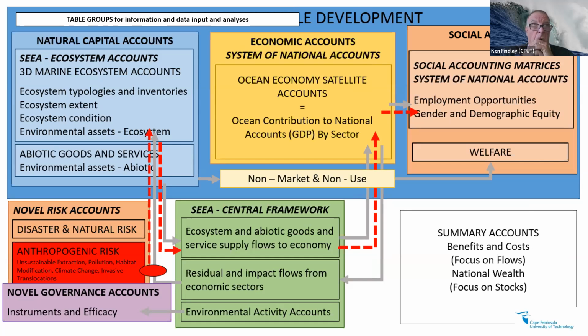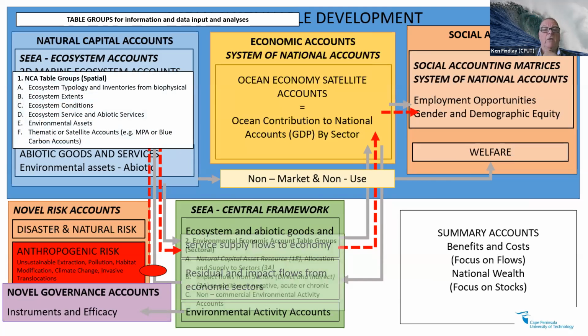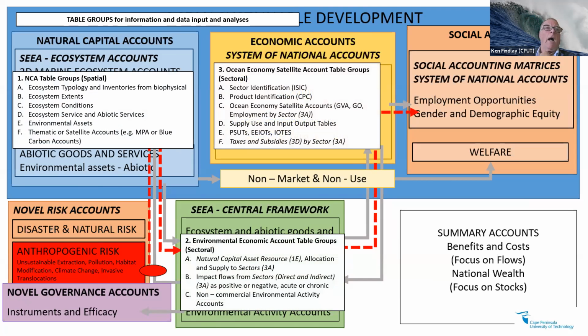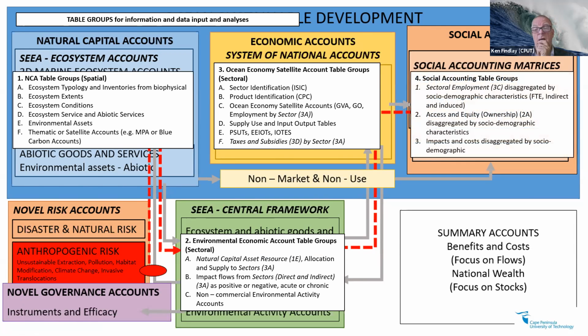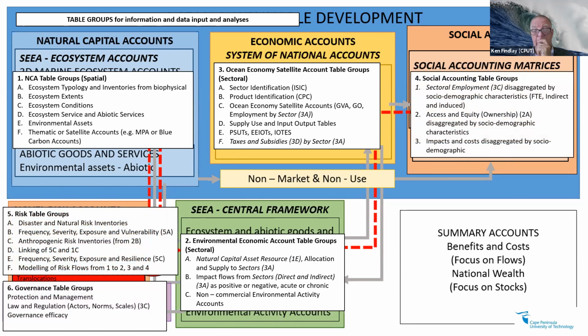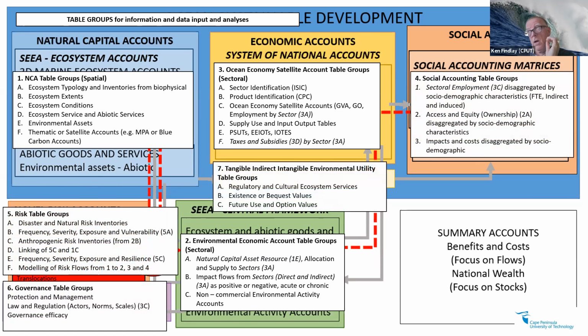The accounts really are driven through input of data through table groups. I'm not going to go through this in detail now, but each of the particular accounts would have particular information that would drive the accounting process. Sometimes these table groups or this information is derived from another accounting area through a flow. For example, the natural capital asset resource would be developed through the natural capital accounts, but flow through the central framework. So there's a fair amount of integration in these table groups that we are looking at here. And the advantage of those, as I say, allows us hugely to integrate some of these valuation systems that we feel are absolutely imperative and required for ocean governance processes in the long run.